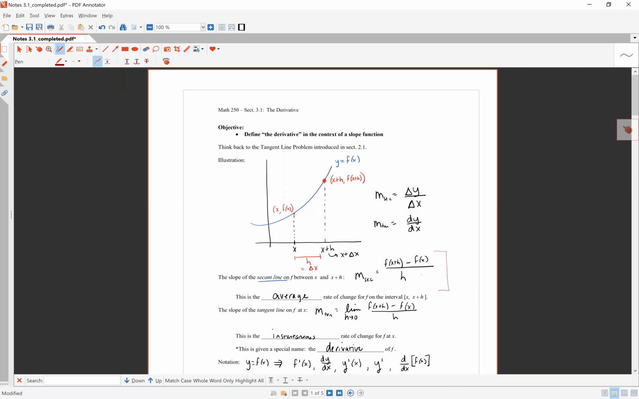And so that's just the slope of the line going from x to x plus h. And if we look at the limit as h goes to 0, we get what's called the instantaneous velocity, or the derivative of the function at some point x. So the secant line of a function at a point x, between x and x plus h, is just defined as that quotient, and the slope of what we're going to call the tangent line is the limit as h goes to 0.